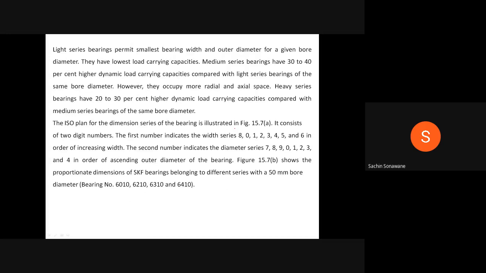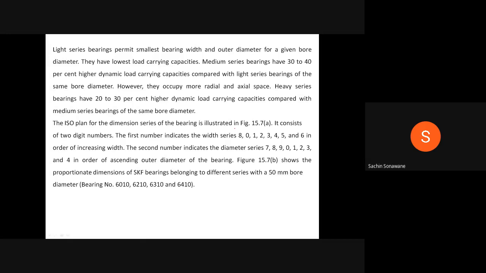Light series bearings permit smallest bearing width and outer diameter for a given bore diameter. They have lowest load carrying capacities. Medium series bearings have 30 to 40% higher dynamic load carrying capacities compared with light series bearings of the same bore diameter. However, they occupy more radial and axial space. Heavy series bearings have 20 to 30% higher dynamic load carrying capacities compared with medium series bearings of the same bore diameter. The ISO plan for the dimension series of the bearings is illustrated in the figure.